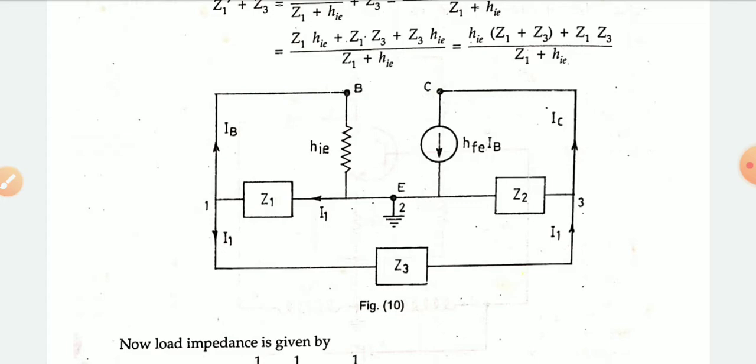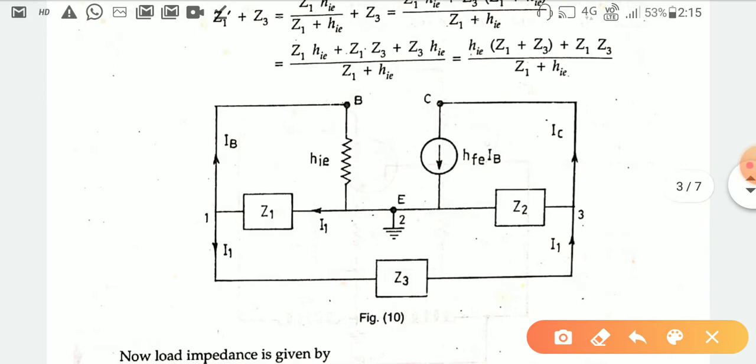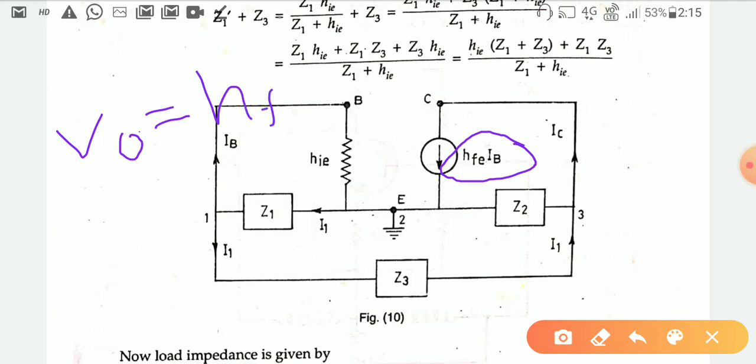This will be hfe into Ib into ZL. If we consider the output impedance as ZL, that time V0 can be written as hfe Ib into ZL. Look, the direction of the current is downward, so here the sign will be negative. So the output voltage V0 will be defined as minus hfe Ib into ZL.